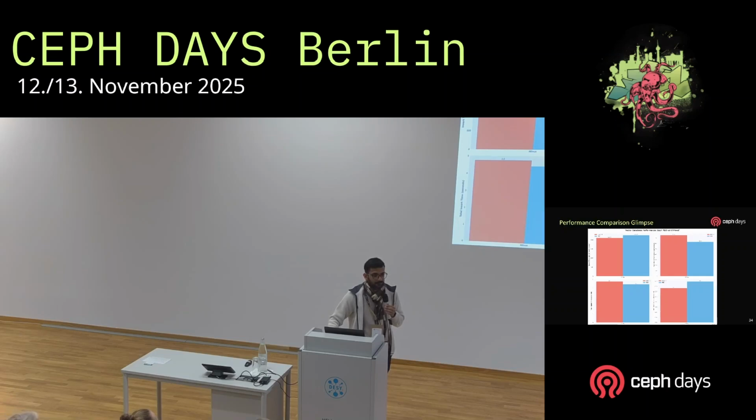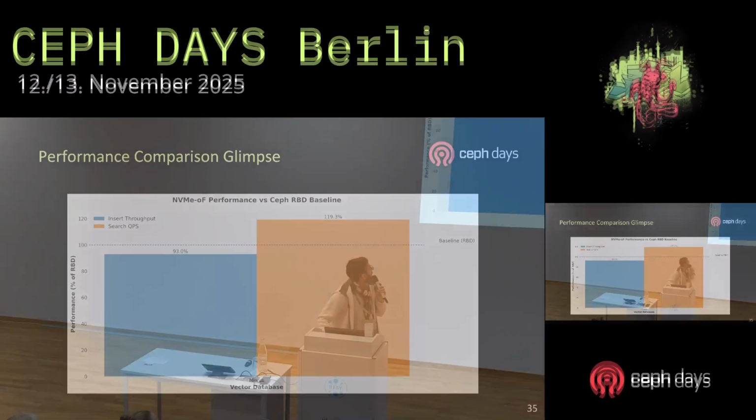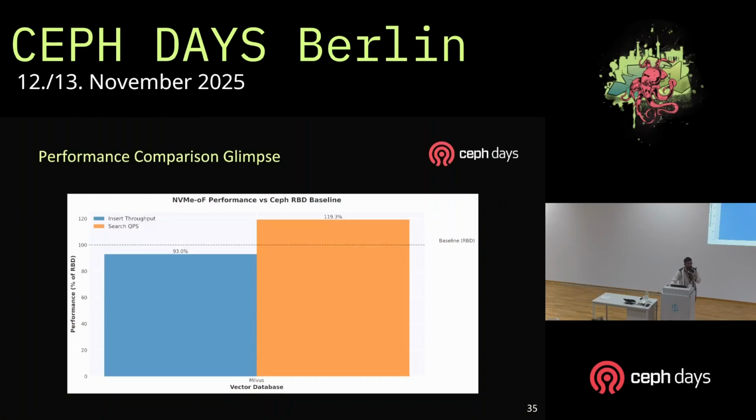Because I was just looking at these numbers, and also the next slide, this one? One back, this one, yeah. Saying that you have a higher search QPS. Okay, yeah, because the NVMe layer caches, I think that's the answer to my question. There's a cache in the NVMe layer. Yeah. Okay.